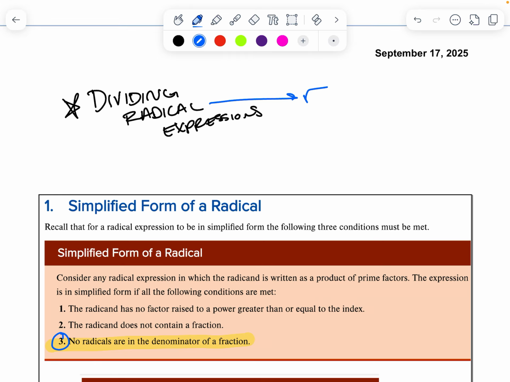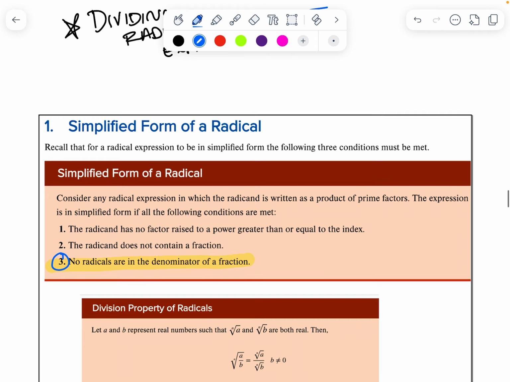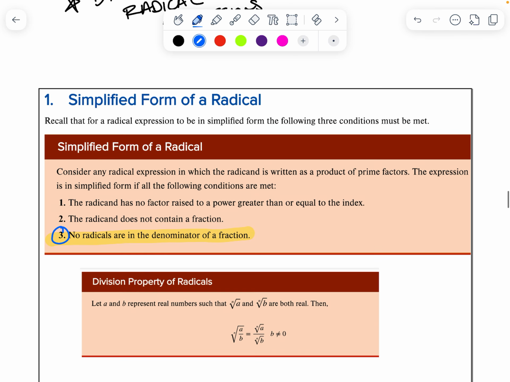When you're dividing radical expressions, we've talked through the simplified form of a radical. We've talked about simplifying these radicals. We don't want a factor to a power greater than the index. So if I had the cube root of x to the fifth, this power is higher than the index, so there's a way to simplify that. We don't want a radicand with a fraction. So if we had 3 over 2 inside a square root, we don't really want a fraction inside there.